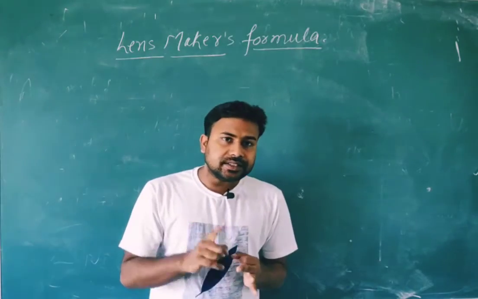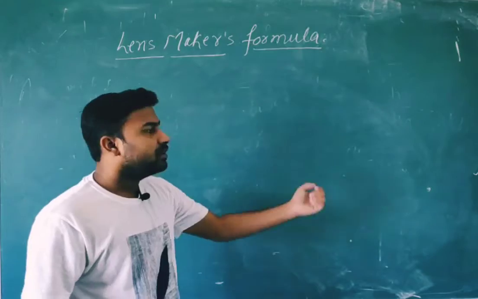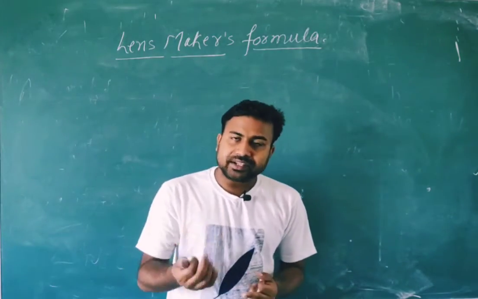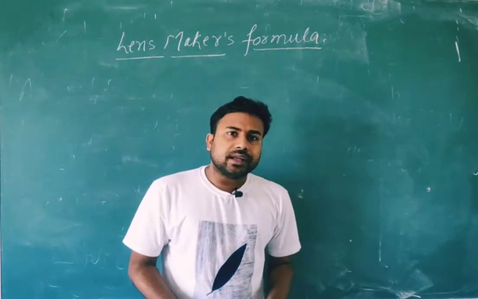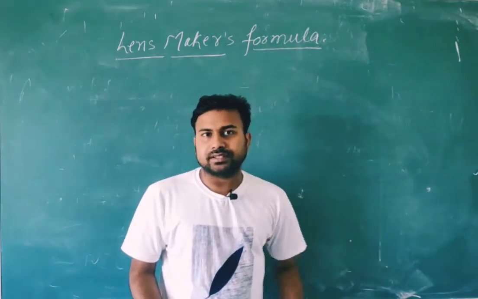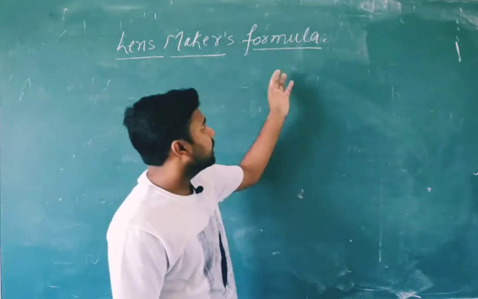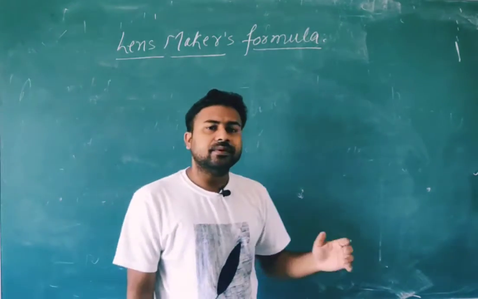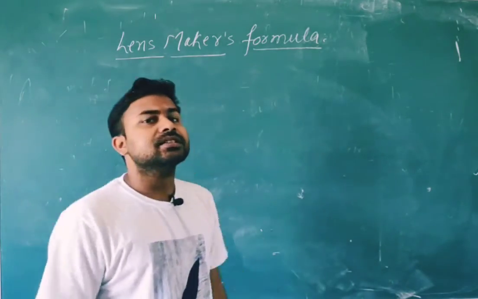Third, the incident ray, after refracting through the lens, the refracted ray makes a very small angle with the principal axis. If you do not take these assumptions, you can't derive this. We take these assumptions to help in this derivation. And the fourth one is that the aperture of the lens is small.